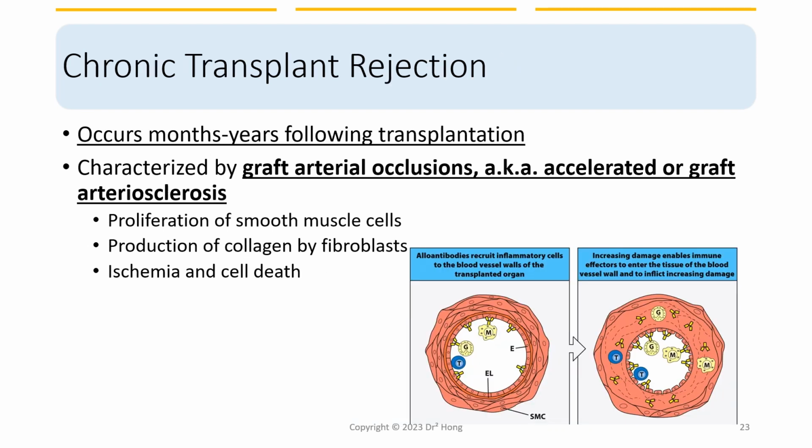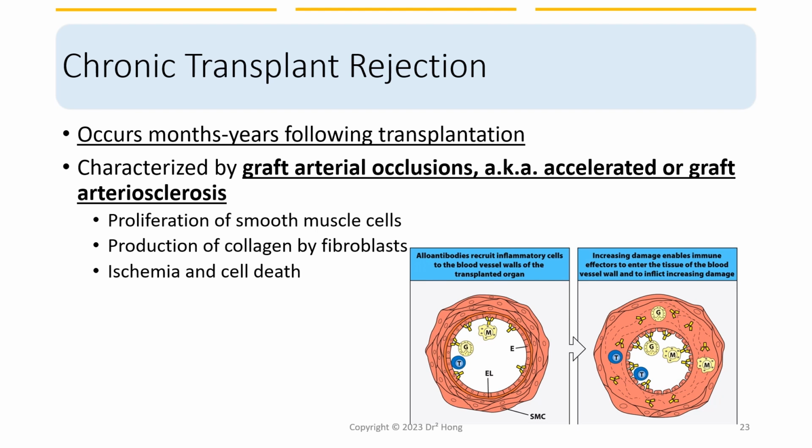The third type of transplant rejection is chronic transplant rejection. The name suggests it takes months to years to happen following the transplantation surgery, and the characteristic of this rejection is graft arterial occlusion, also known as accelerated graft arterial sclerosis.